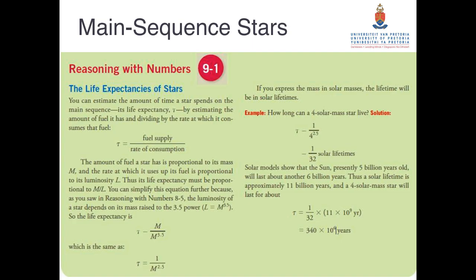Example: how long can a 4 solar mass star live? You just take that equation and plug in 4 solar masses, and that gives us 1/32 solar lifetimes. Solar models showed that a Sun presently 5 billion years old will last another 6 billion years. So the Sun's lifetime is approximately 11 billion years, and a 4 solar mass star will last for about 340 times 10 to the power 6 years.